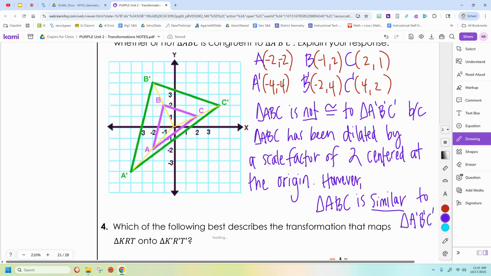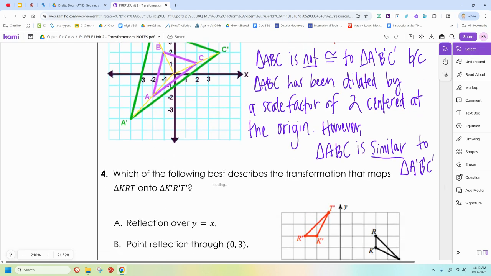And we have a whole unit on similarity, so it's okay that I'm not sure what we're doing here yet. But basically, if you have an enlargement or a reduction, the scale factor does not equal 1. Our shapes are going to be similar, but not congruent. Okay, last one. There we go.